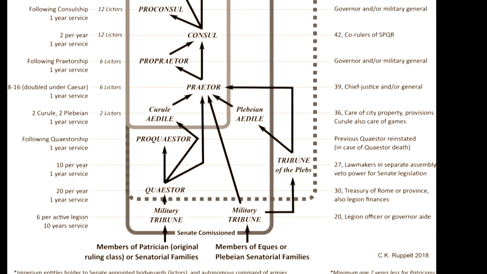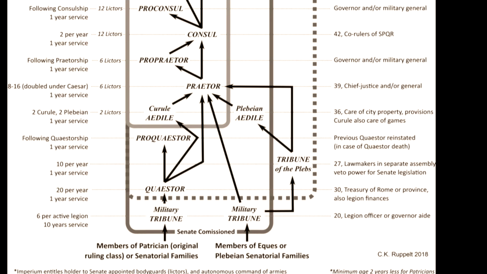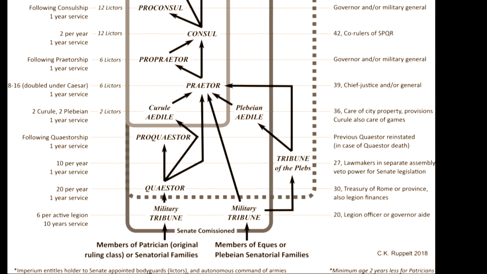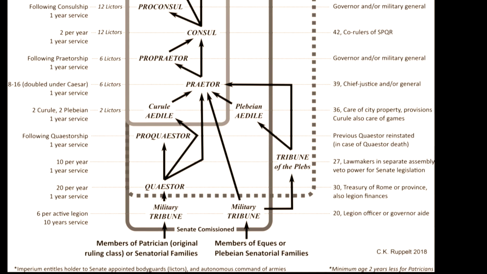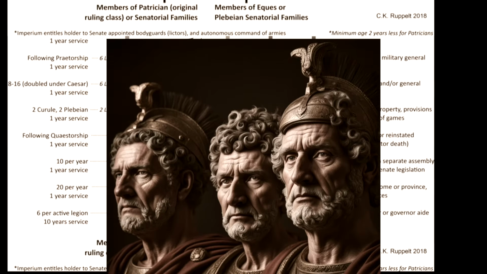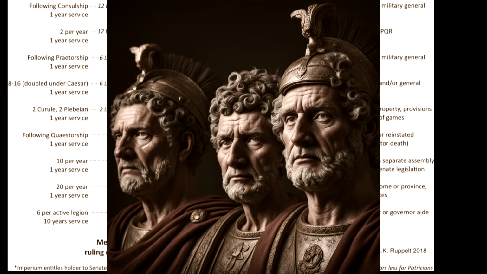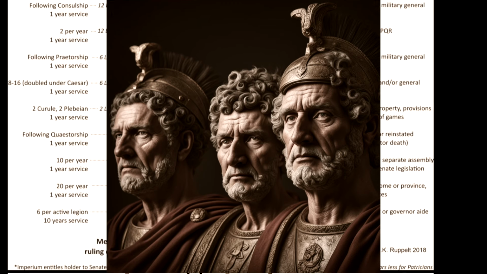Tribunes. The tribunes were responsible for representing the interests of the common people, or the plebeians. They had the power to veto laws and decisions made by the other magistrates and could also propose their own laws. They were initially elected for a one-year term, but this was later increased to 2 years.